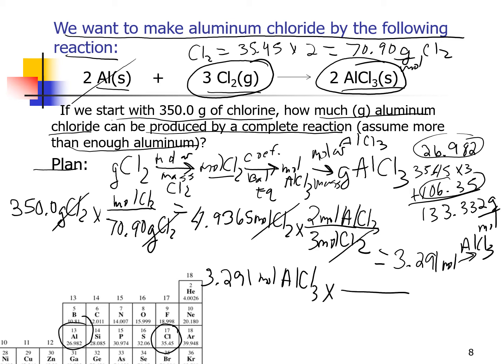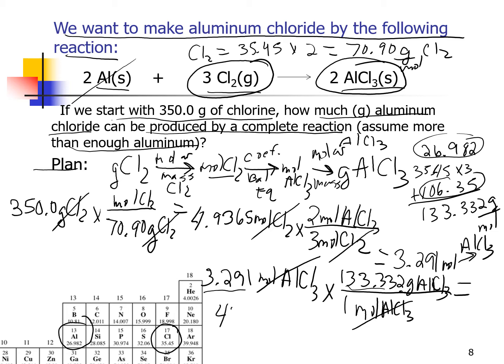And now we need to convert moles to grams. We use the molar mass of aluminum chloride. So we know 1 mole of aluminum chloride weighs 133.332 grams. Now we can cancel moles of aluminum chloride, and then we multiply 3.291 times 133.332 grams, and we come up with 438.798 grams.